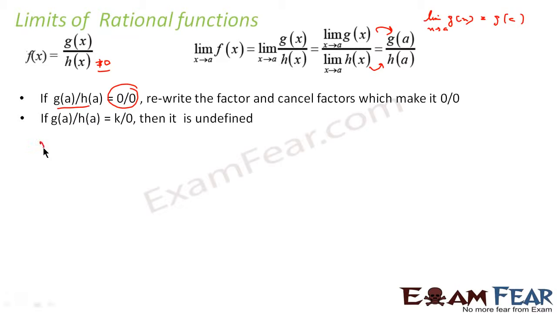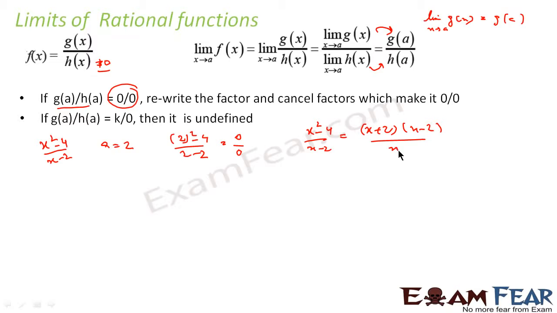Example, let's suppose we have this function (x square minus 4) by (x minus 2). This is the function and here a is equal to, let's suppose, 2. Now if I put in g(a) by h(a), that will become (2 square minus 4) by (2 minus 2). That will become 0 by 0. Since it is 0 by 0 form, then we can rewrite the factor. So x square minus 4 by x minus 2, I can write x square minus 4 as (x plus 2) into (x minus 2), and this I can write x minus 2.